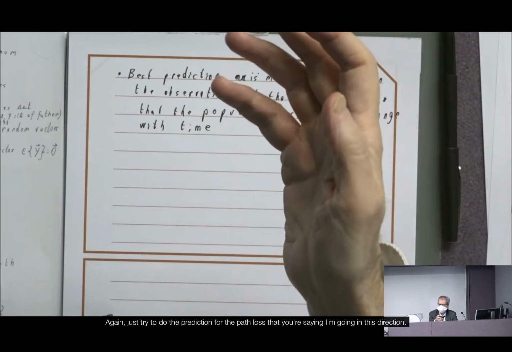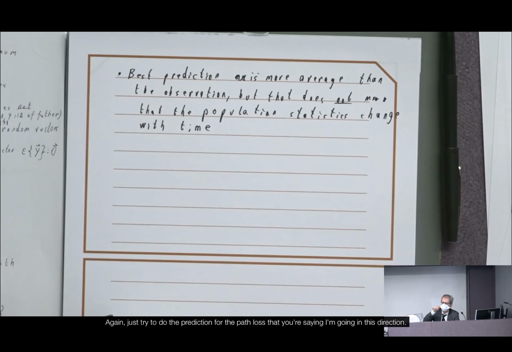Again, just try to do the prediction for the path loss. You're saying, I'm going in this direction. I have my distribution, attenuation due to fading, and I have my variations around the mean path loss, and my prediction is always going to be more and more centered on the mean path loss value, because it's very hard to actually predict the statistical variations around it. So you would think that the fading distribution becomes narrower and narrower as you go further and further in that direction.